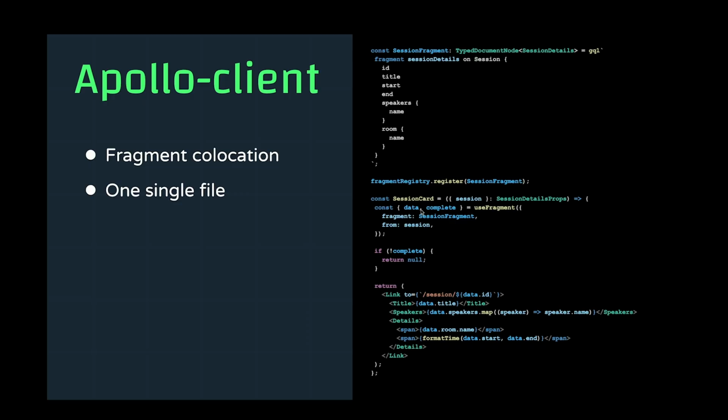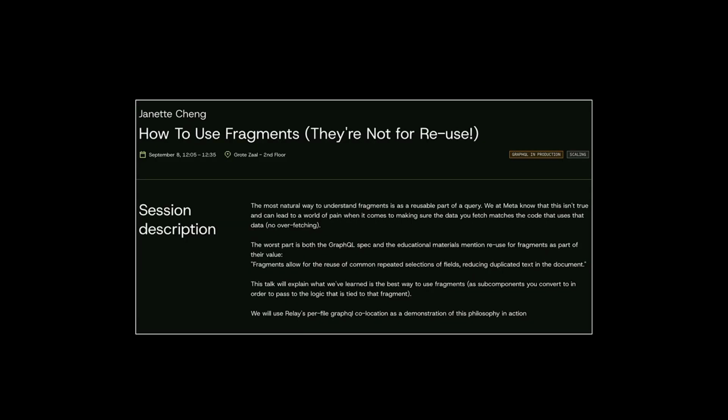So it's very easy. Well, if you've been to Janet's talk earlier, you would also learn that fragment collocation is very important because you have a close relationship between the place where you define your data and the place where you use it. And it has a bunch of benefits, like avoiding overfetching, for example.